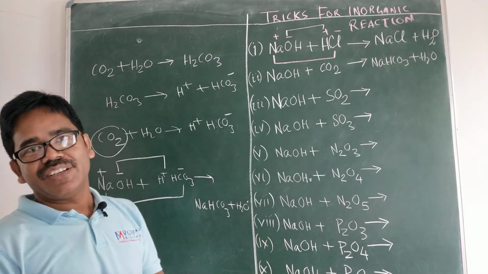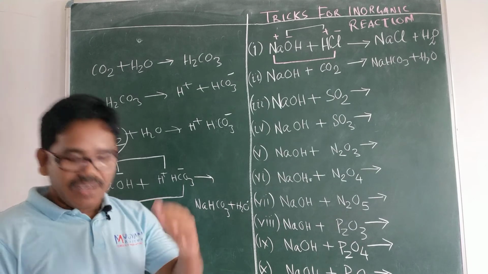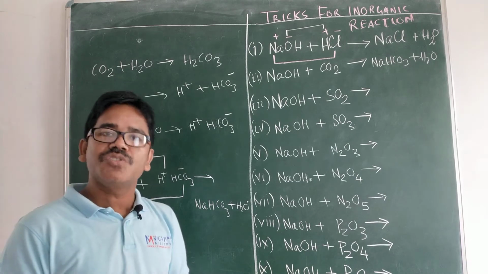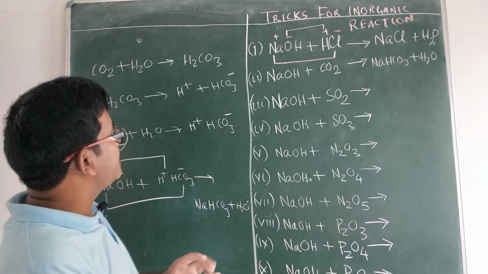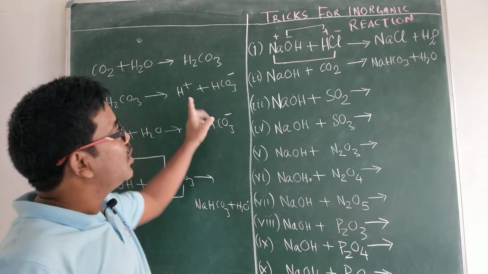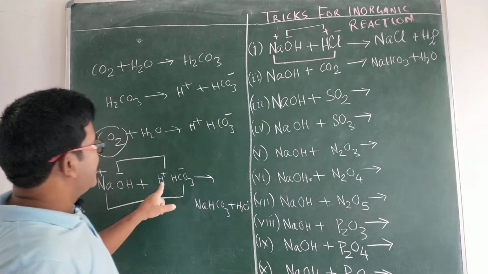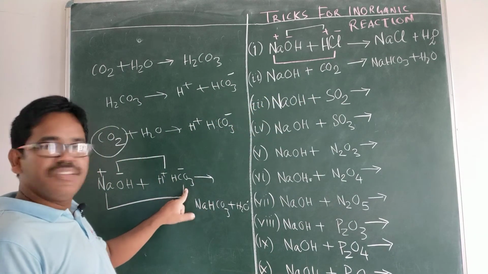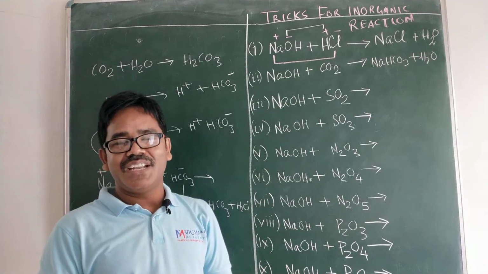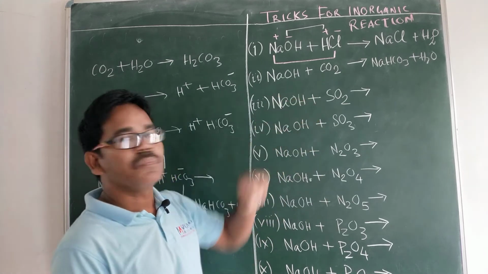It is carbon dioxide only. It is in carbon dioxide in different forms. In aqueous form, it exists as H2CO3. That H2CO3 is nothing but H plus and HCO3 minus. Now, carbon dioxide can be written as H plus and HCO3 minus, positive, negative. Here also there is a positive, negative. Simple ion exchange, double displacement, and we are getting salt plus water.